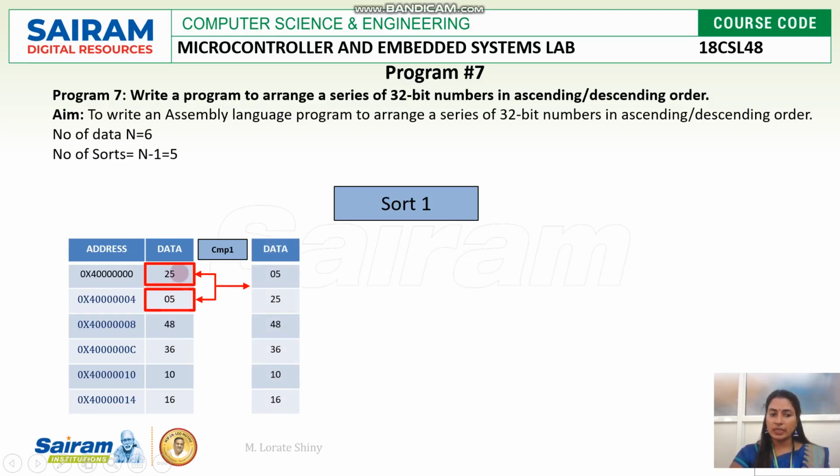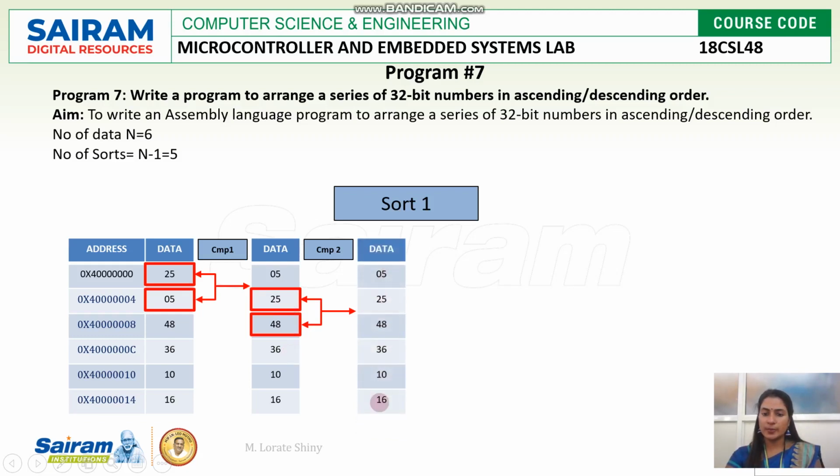Okay, so in the first comparison, 25 and 5, the 5 is the smaller number, so it should be at the top. So I will swap these two data. In the next compare, I will compare the second and third data. Okay, so 25 is the smaller number, so the order is correct, no need of swapping. So the same order is maintained here.